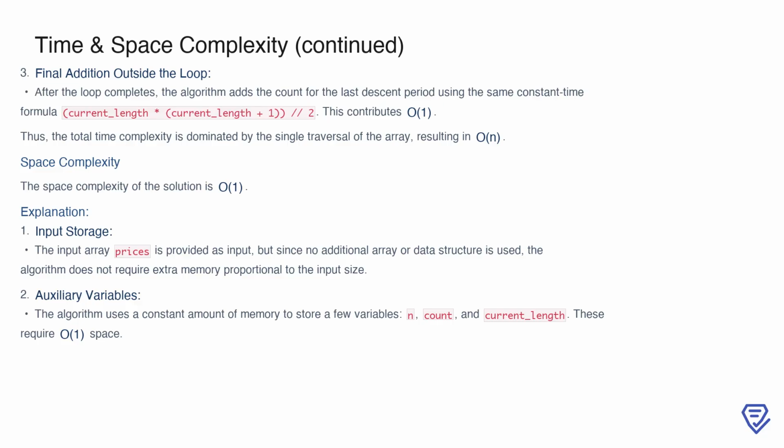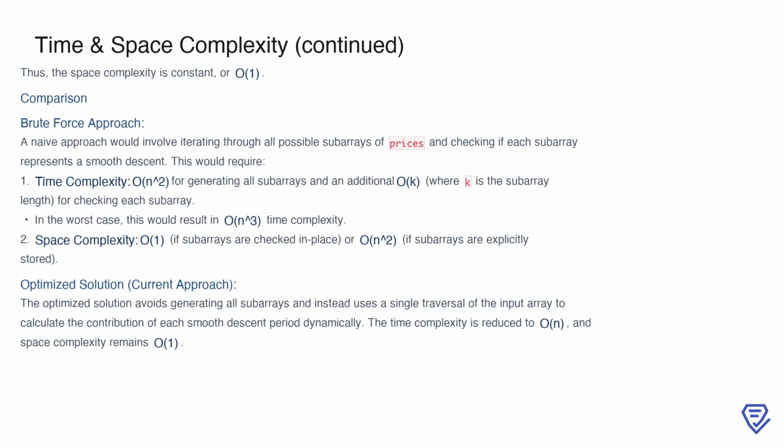Moving on to space complexity, the solution is highly efficient and uses O(1) space. The input array prices is provided as input, but no additional data structures or arrays are created. Instead, the algorithm only uses a few auxiliary variables, such as n, count, and current_length. These variables require a constant amount of memory, regardless of the size of the input. Therefore, the space complexity is constant, or O(1). The space complexity of our solution remains O(1), as no additional memory is needed apart from a few variables.